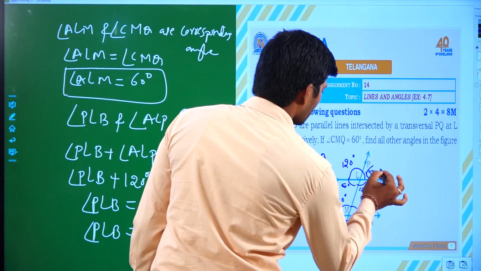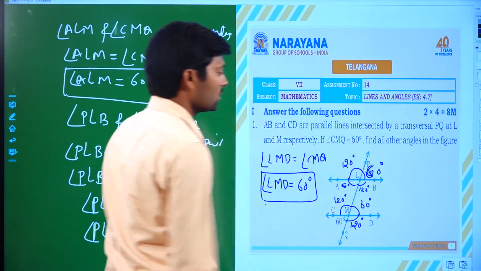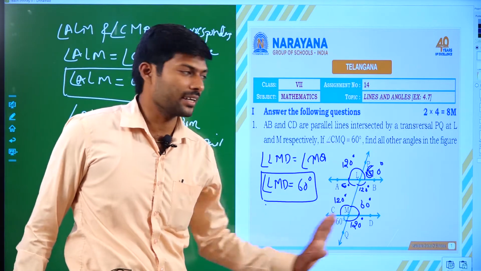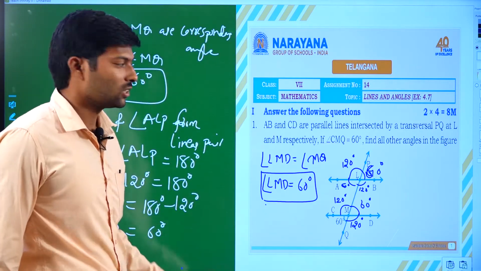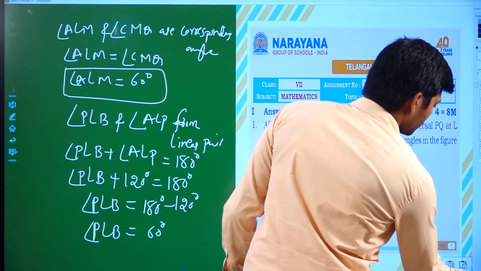So this is also 60 degrees. So with the help of a transversal line, these are the 8 angles. So let's go for the next question.